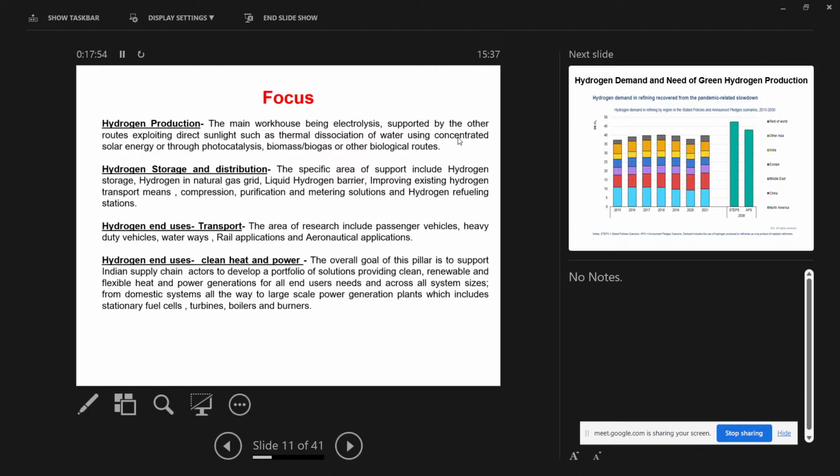The second focus is hydrogen storage and distribution. Even if hydrogen is produced, hydrogen storage is also a difficult task. In that condition, there are specific areas, such as hydrogen in nitrates and liquid hydrogen barriers. So there are so many things we have to take care of when we are going to store hydrogen. Then there is hydrogen end use, because ultimately the end user is the person. So first, how it is going to be synthesized. The second is hydrogen storage, and the third point is hydrogen end users.